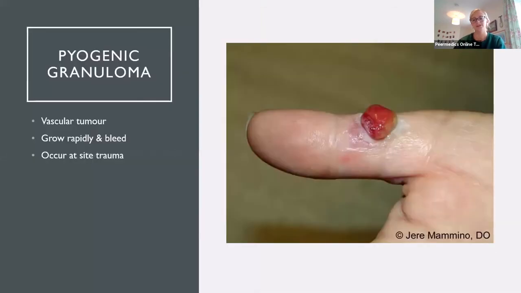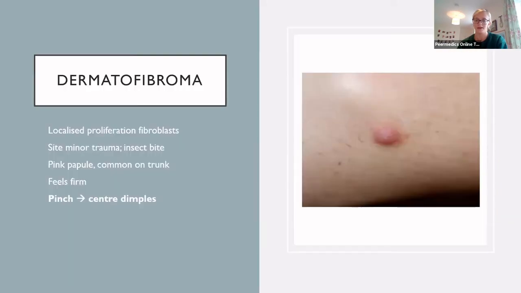Pyogenic granuloma. So this is a vascular tumour that grows at a site of trauma. It's not malignant, completely benign, but it can grow quite quickly. It can bleed, so you would still excise it. Dermatofibroma can be a differential for a BCC. It's just a sign of a site of minor trauma, so somewhere like an insect bite or something, the fibroblasts have proliferated and you get this little pink papule. Feels quite firm to touch, and characteristically if you pinch it, the middle of it will dimple, so that's how you know that it's a dermatofibroma.